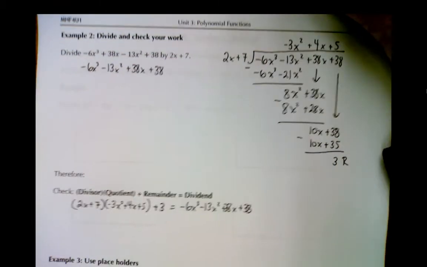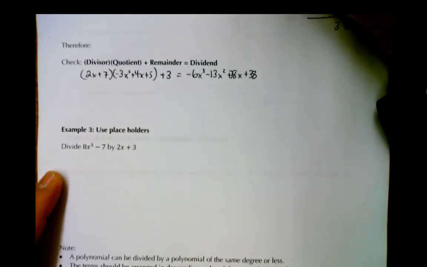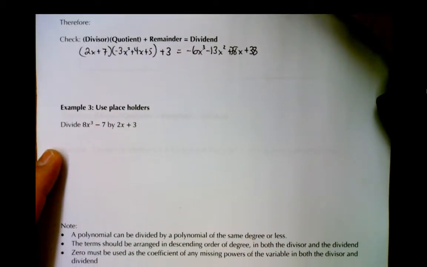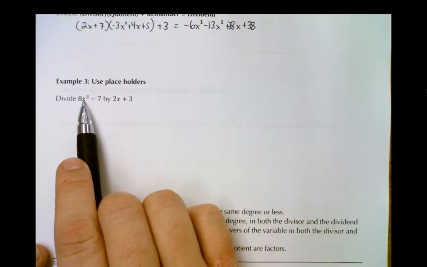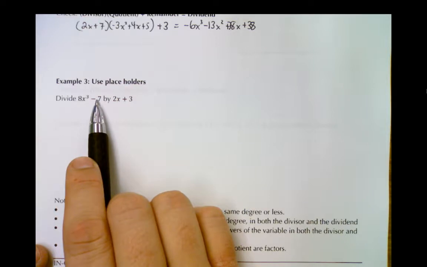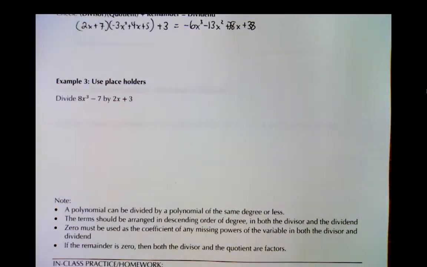What happens if your polynomial is missing terms? By missing terms, I mean we have an x cubed term, but we don't have an x squared, we don't have an x, we just have a constant term. We're missing terms. In order to do division, when you're missing terms, you have to use something called a placeholder.